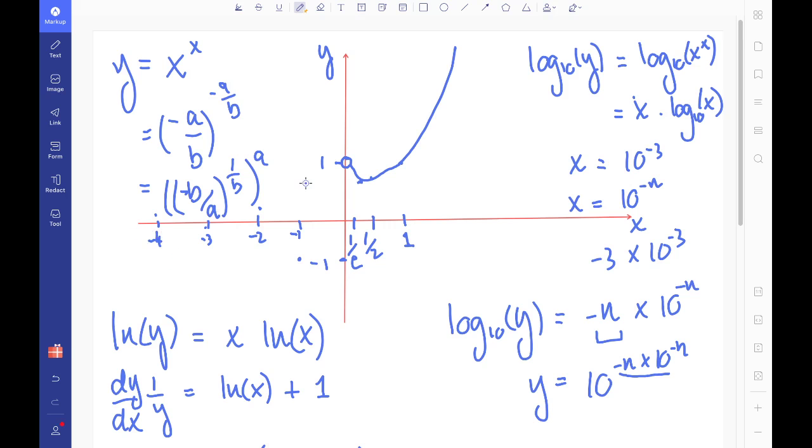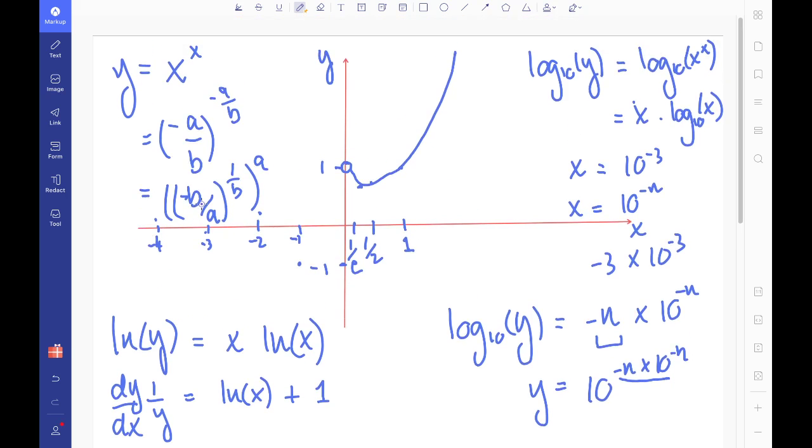Okay, so that's how we draw the graph of y equals x to the x. It's not defined for fractional negative values. It's also not defined for 0, but it is defined for integer negative values and for all the real values greater than 0. And you're right, it is an increasing function, but only after the point 1 over e. Before that, it is in fact decreasing. Okay, thanks.